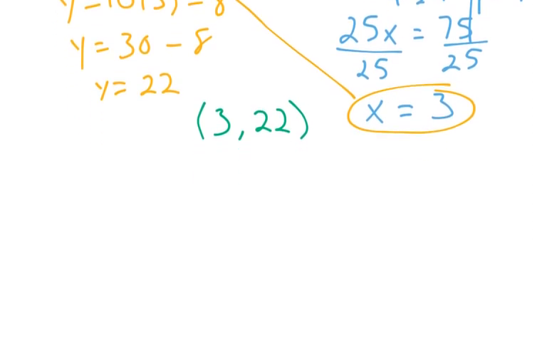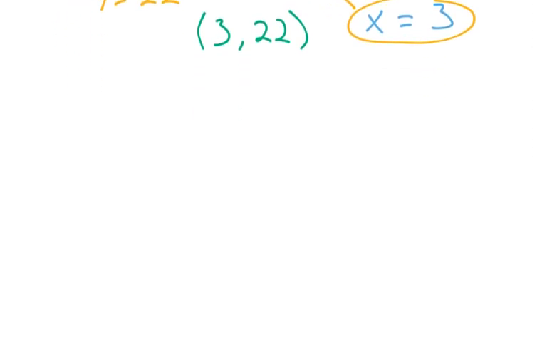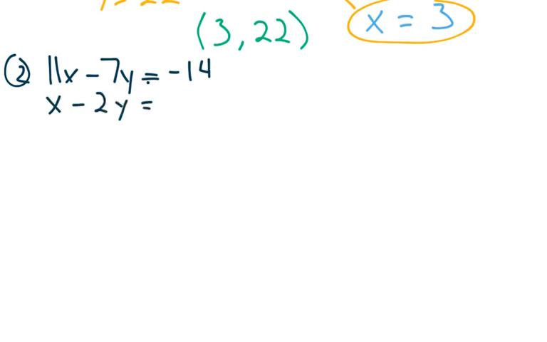Okay, so let's try another one here. Let me get it written here, number 2. This will be 11x minus 7y equals negative 14. That's an equal sign. And x minus 2y equals negative 4.